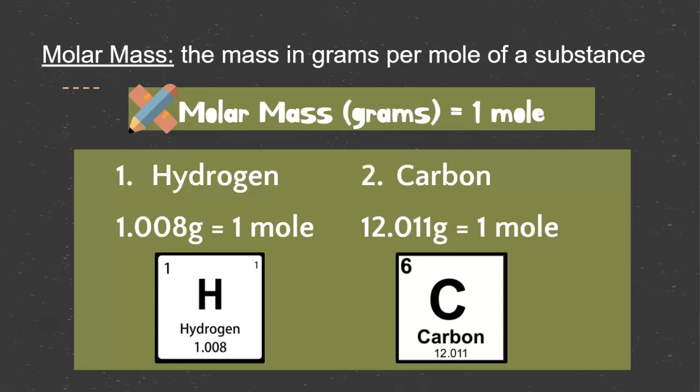For carbon, we would need 12.011 grams of carbon to have 1 mole of carbon. And a mole is just a quantity. So just like how when we say dozen, we know that we're talking about the number 12, or when we say pair, we know that we're talking about the number 2. Same thing with a mole. It's associated with a number, which we'll talk about later.